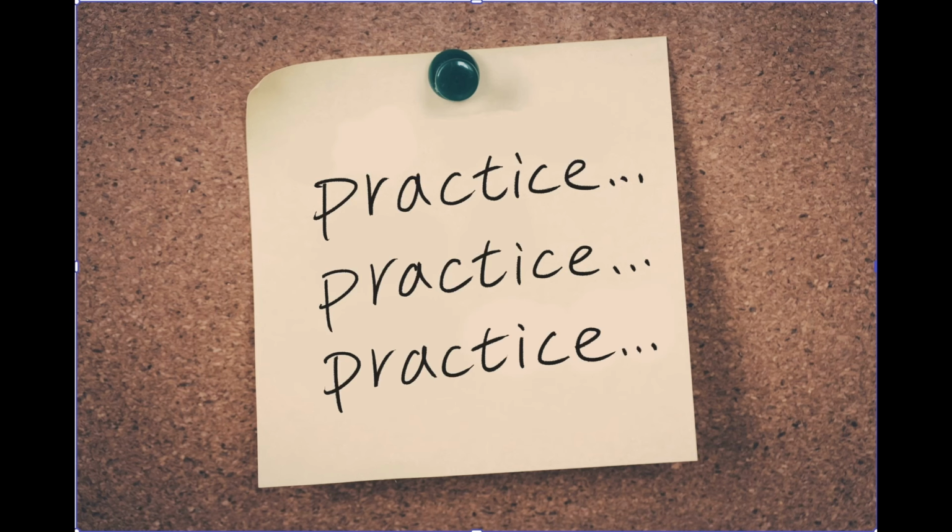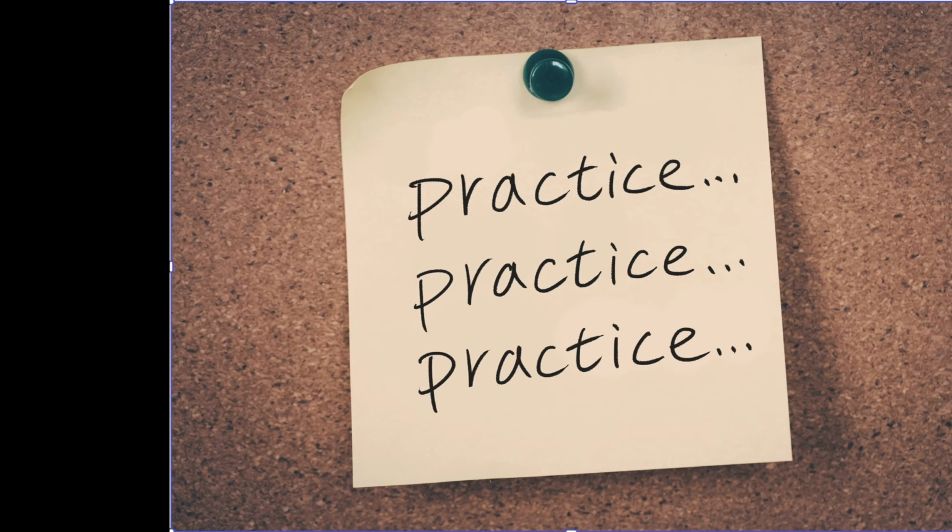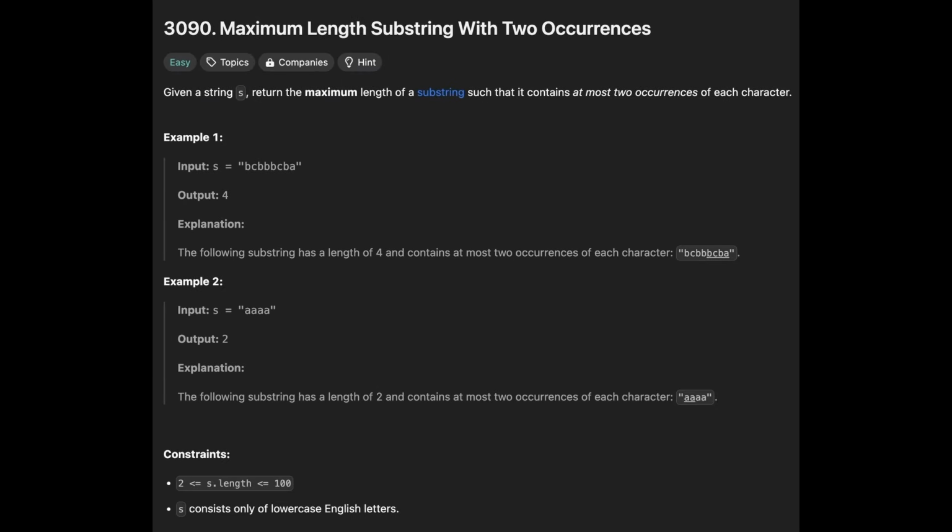Let's solve another problem with a similar sliding window pattern. The problem is maximum length substring with 2 occurrences. We are given a string S and our goal is to return the maximum length of a substring such that it contains at most 2 occurrences of each character. Let's dive into the coding section.